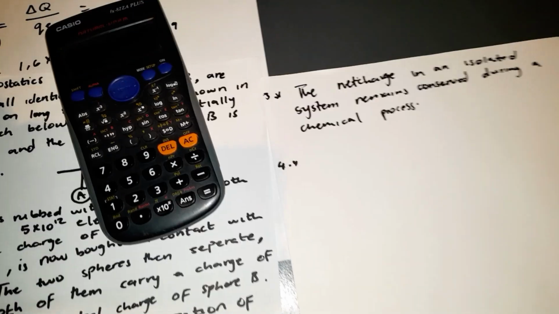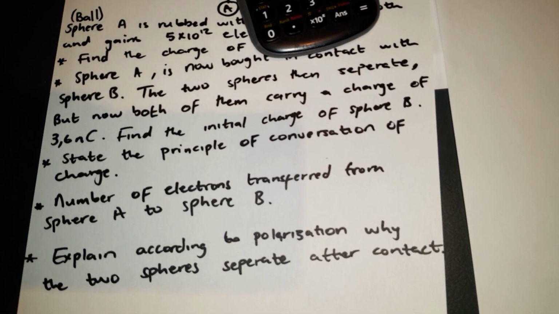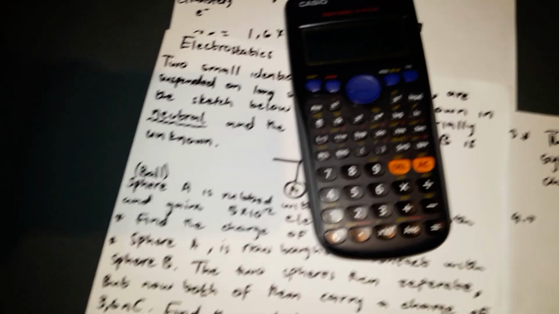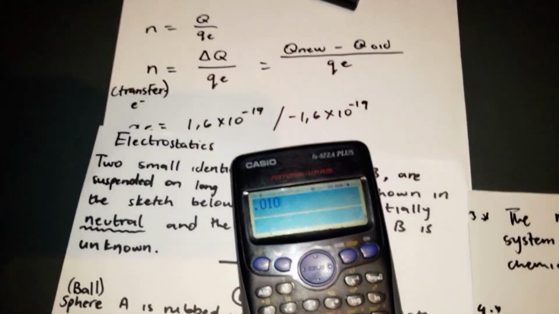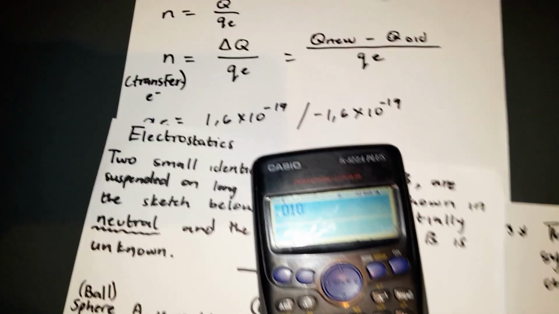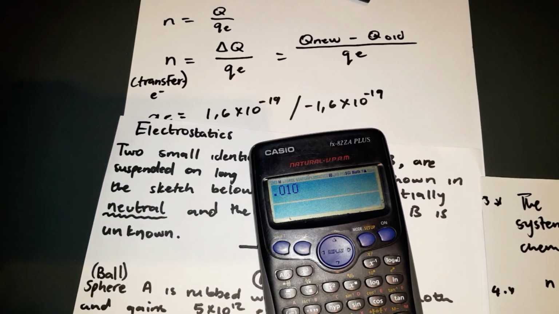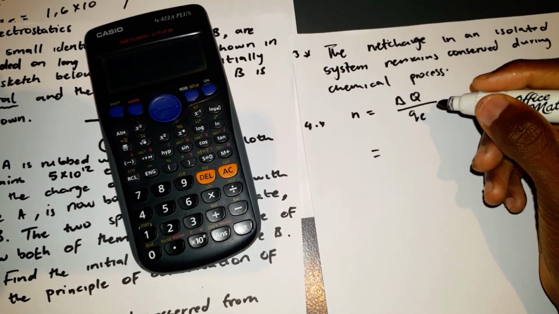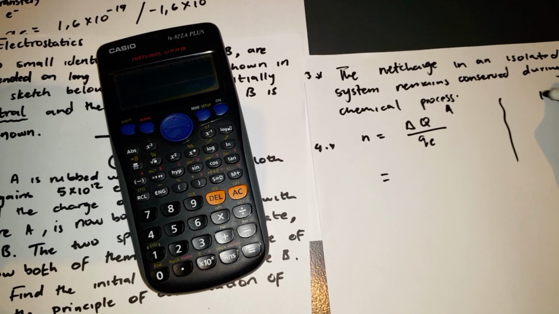So now question 4 says the number of electrons transferred. You must find the number of electrons transferred from sphere A to sphere B. So which equation are we gonna use? We're gonna use this one. So now it's N equals delta Q over the charge of an electron, where delta Q is the new minus the old. So we can even do it on both spheres. This side we're gonna do sphere A, and this one sphere B.